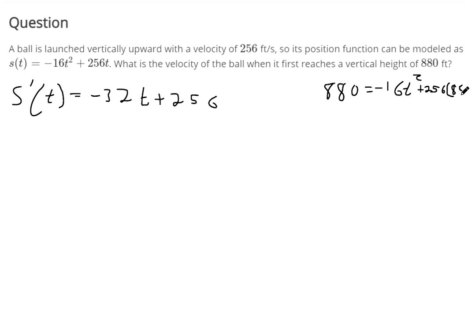Oh, no, I'm not even getting ahead of myself, I'm doing it wrong there. 880 goes in for the height. Now we're trying to solve for what that time location is. It's quadratic, so let's set it equal to 0.